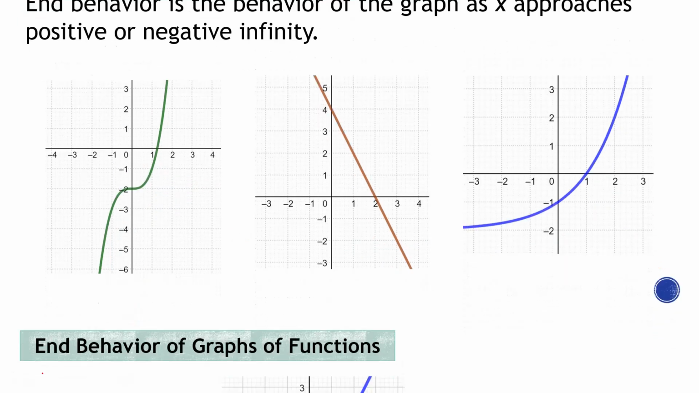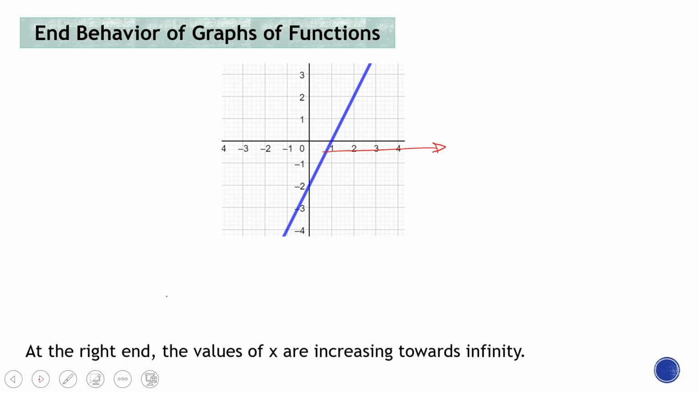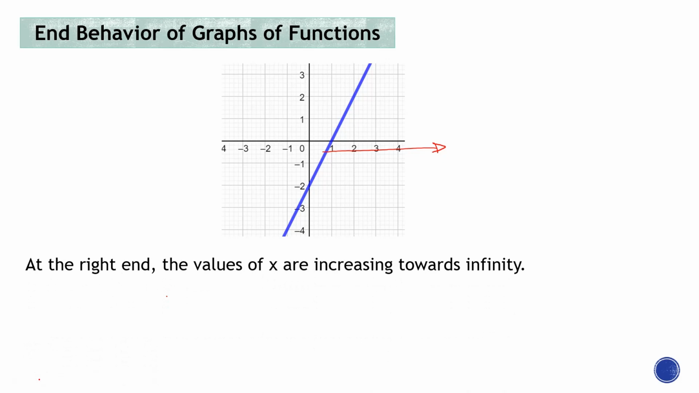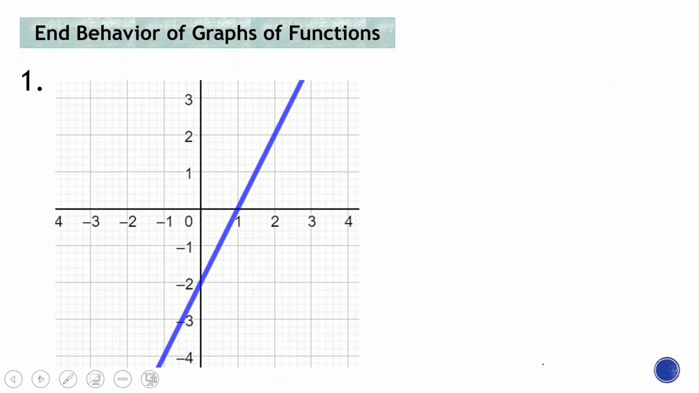So let me just give you an illustration. End behavior of graphs. As x is approaching that way, as the values of x are increasing towards infinity, that will be the notation of that. And then at the left end, the left side of the graph, the values of x are decreasing towards infinity, which means as x is approaching negative infinity. So we will always start with these two descriptions or behaviors of the graph.